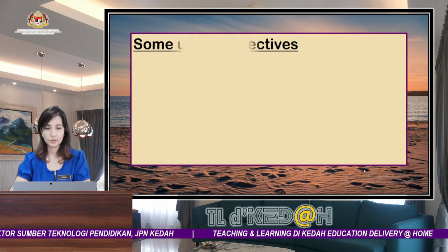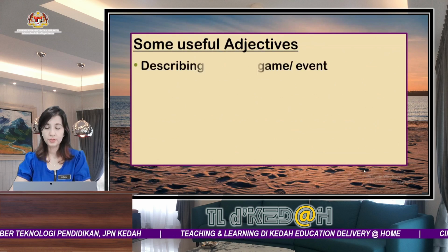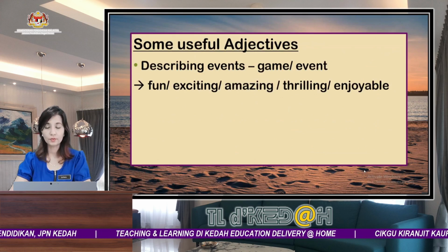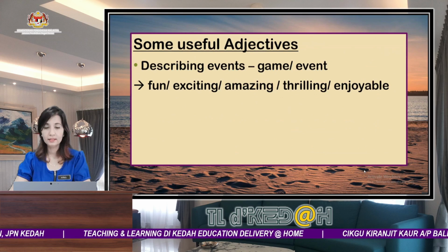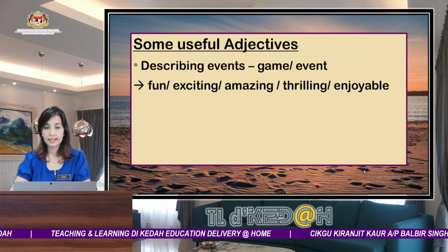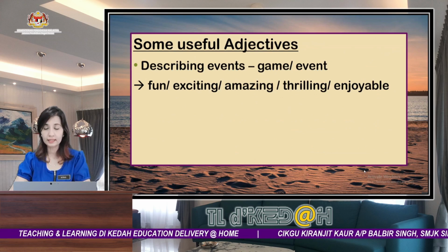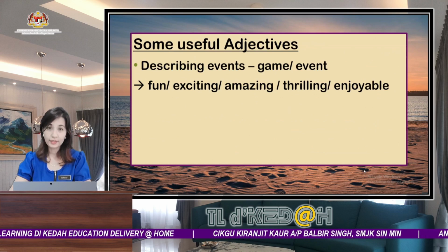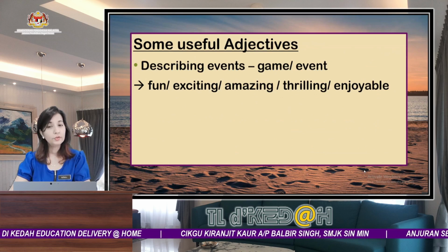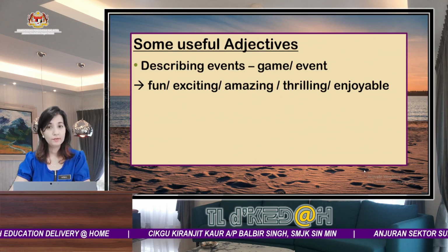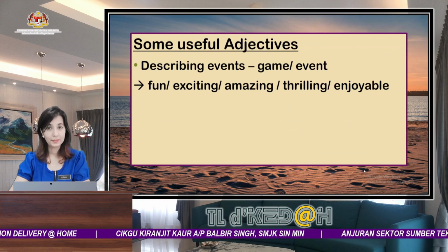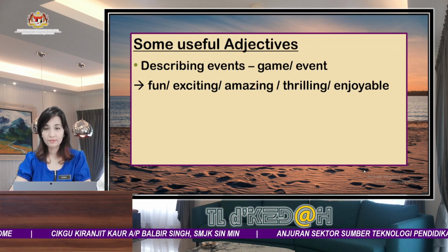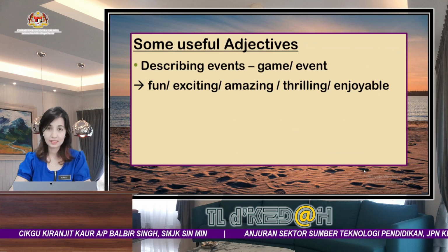Okay, let's go on. Now we want to use words to describe events. What kind of words can we use to describe events? These are positive words. The game was fun, exciting, amazing, thrilling. Just now we used thrilled. Now it is thrilling. Thrilled, thrilling. For thrilled, it's for feelings. Remember, thrilling is for games or events or incidents, activities.